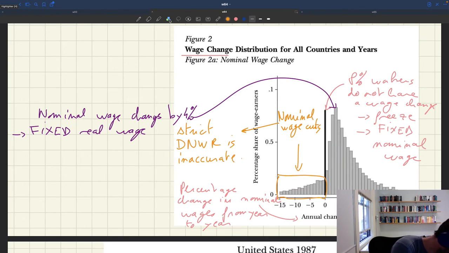Now, of course, we know from the wonderful work of Truman Bewley that firms are reluctant to cut wages. So ethnographic evidence tells us that, yes, firms will be reluctant to cut wages because it damages morale. But nevertheless, there are cuts in nominal wages in the data. And furthermore, just looking at this distribution, you can't really see that firms are reluctant to cut wages. You do see it from ethnographic evidence, not from this survey.